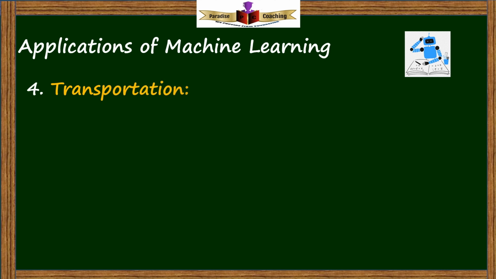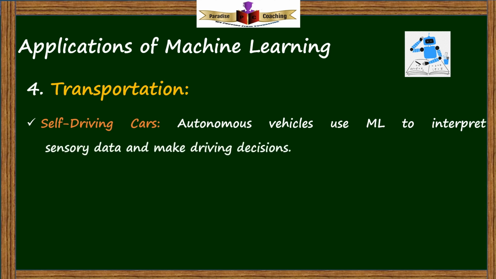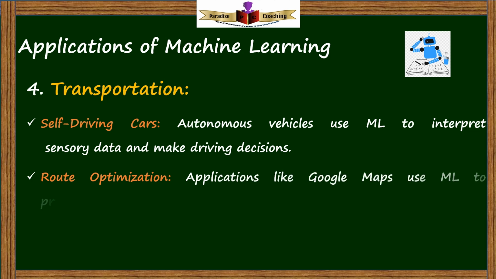Dynamic pricing. Adjusting prices in real time based on demand and other factors. Four. Transportation. Self-driving cars. Autonomous vehicles use ML to interpret sensory data and make driving decisions.